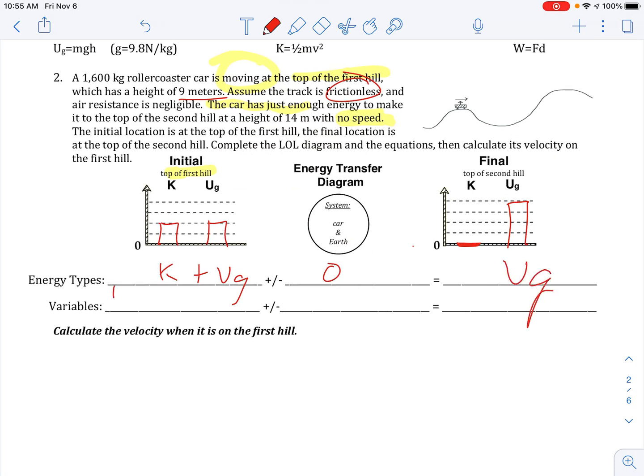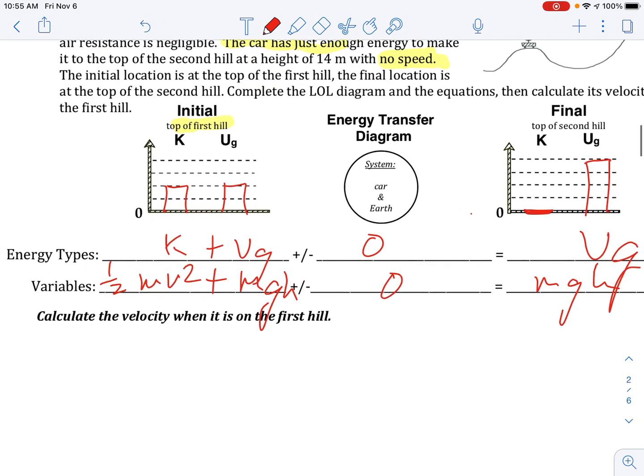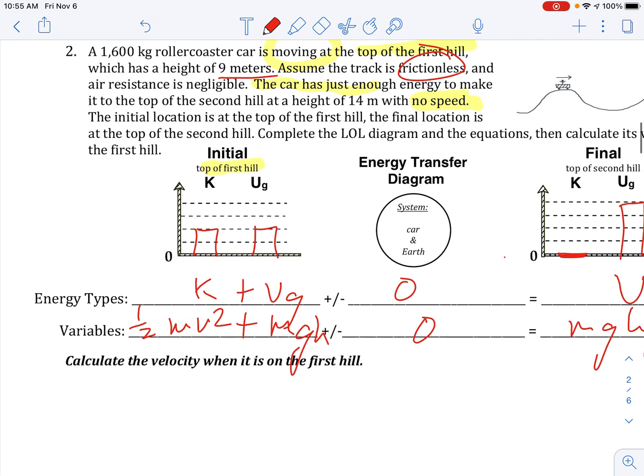So 1/2 mv squared is our kinetic energy equation. mgh is our UG equation, and mgh. Now we just got to plug in numbers. The mass, as we see up top, is 1,600. So we got 1/2 times 1,600 times the velocity at the top. Let me just clear this up a little bit. The velocity at the top is, we don't know. Is that what we're solving? Oh yeah, we're solving for that. It's velocity at the top of the first hill.